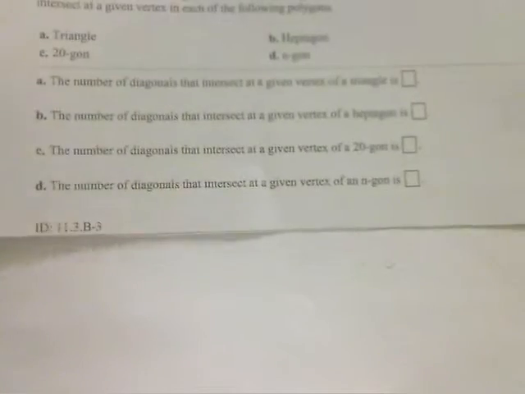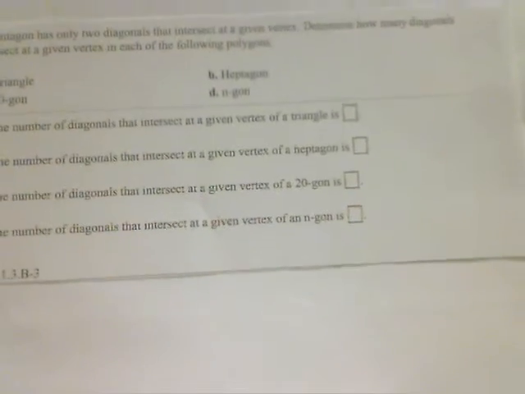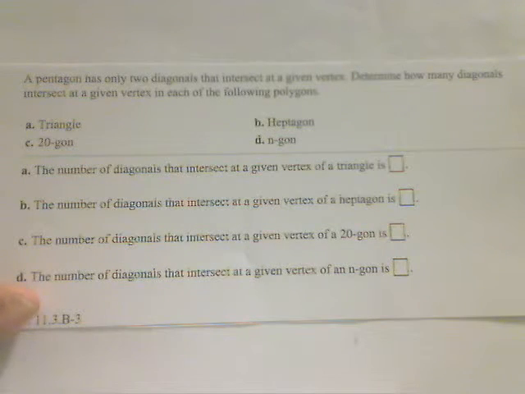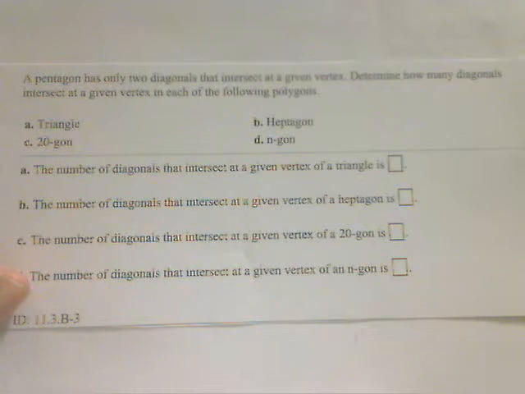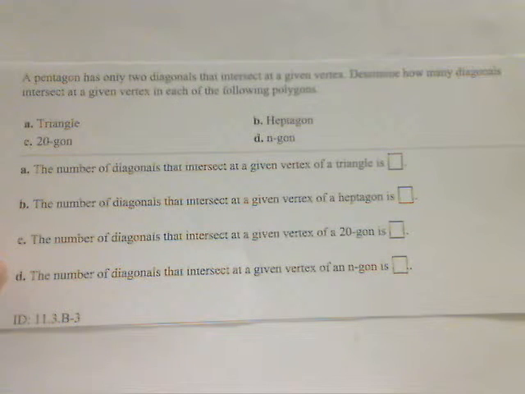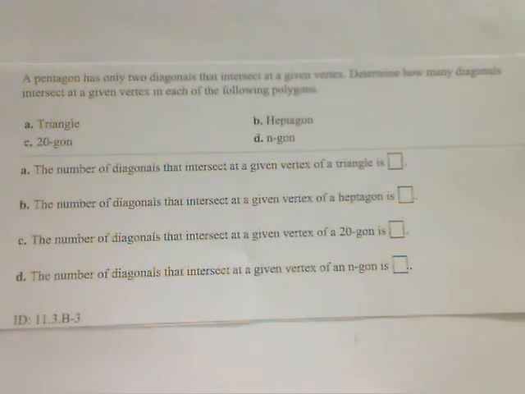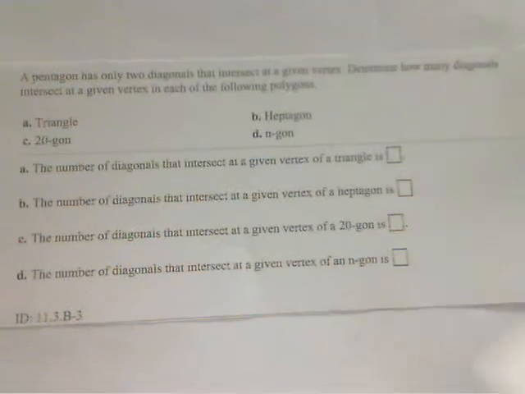Okay, problem number 6. A pentagon has only 2 diagonals that intersect at a given vertex. Determine how many diagonals intersect at a given vertex in each of the following polygons. In part A, the number of diagonals that intersect a given vertex of a triangle. In this case, I'll go ahead and draw a triangle.